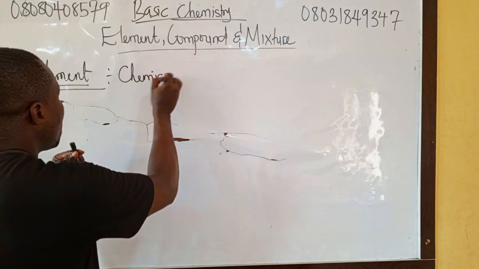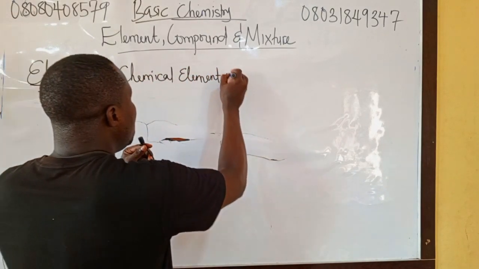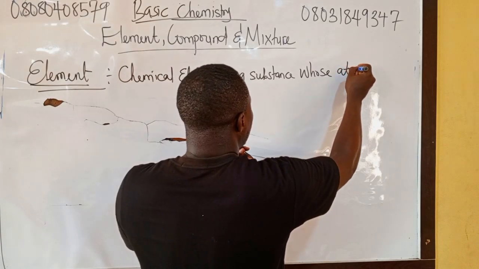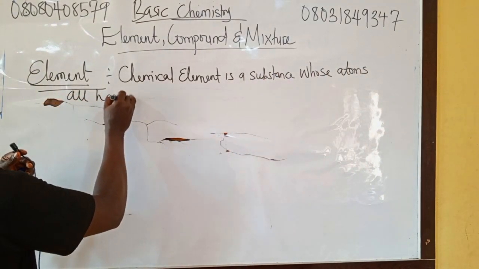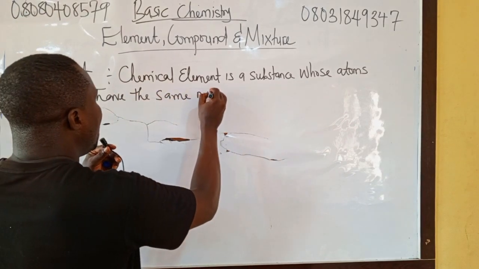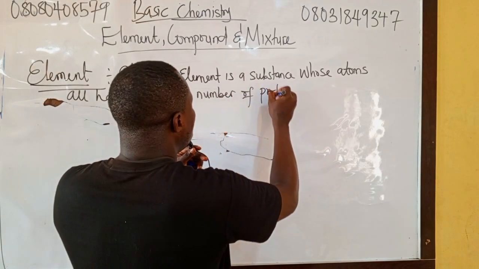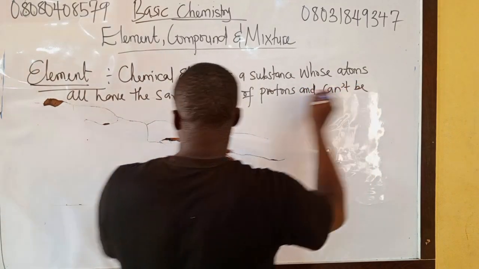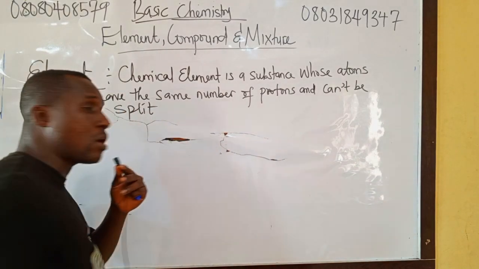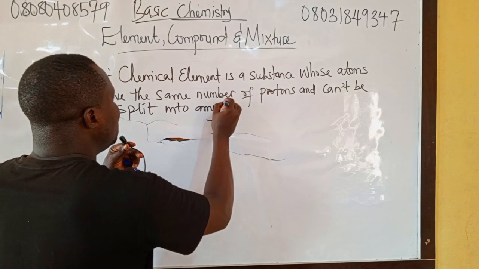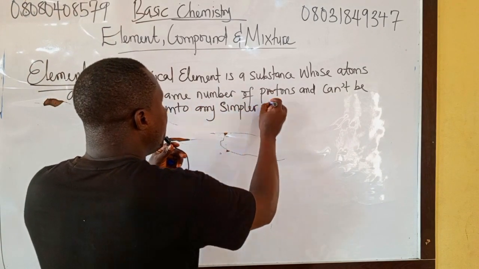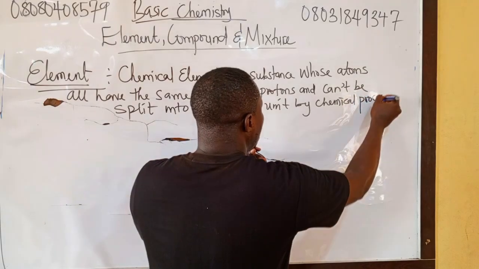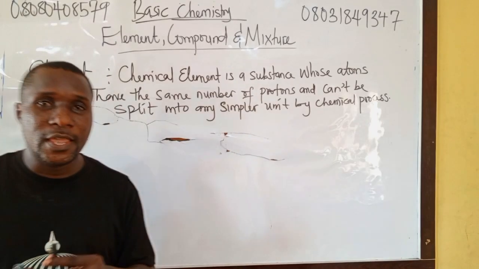Chemical element is a substance whose atoms all have the same number of protons and cannot be split or broken into any simpler unit by chemical reaction or chemical process. Take note, that is the meaning of a chemical element.